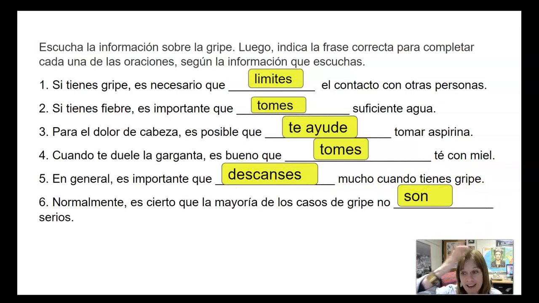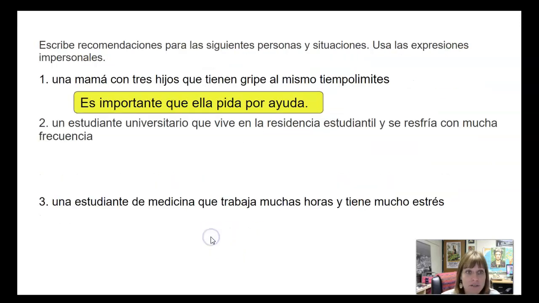How'd you do? Es difícil. It's hard to listen for one word in an entire paragraph, pero el proceso es importante a aprender. It's an important part of the learning process. All right, vamos a continuar con más consejos.